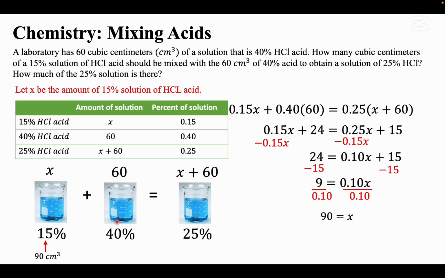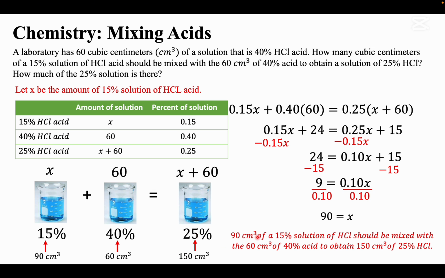And then, of course, we have 60 cubic centimeters of that 40% solution. But if I mix those two up, 90 plus 60 should be the final result here, which is 150 cubic centimeters of that 25% solution. So from here, what we know is that 90 cubic centimeters of 15% solution of HCl should be mixed with the 60 cubic centimeters of that 40% acid to obtain a final solution of 150 cubic centimeters of that 25% solution.